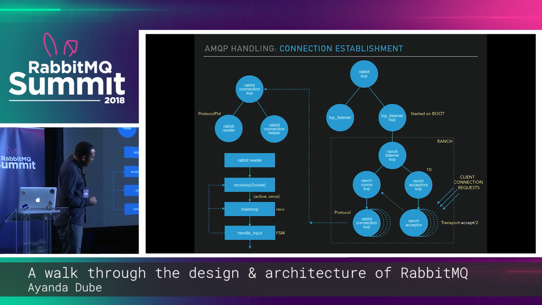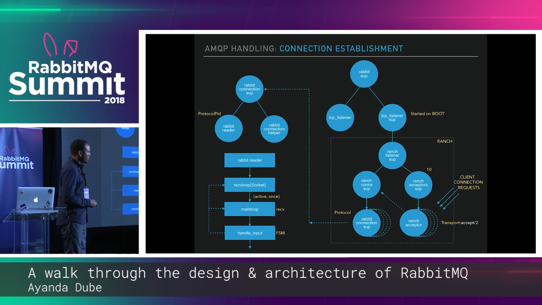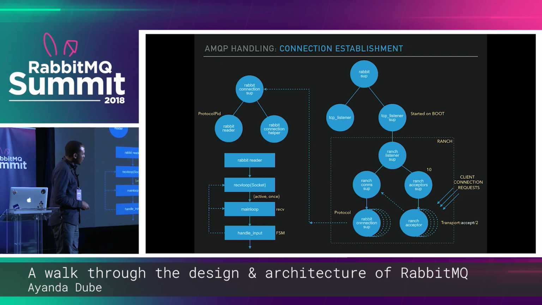And then Ranch. So all this is being taken care of by Ranch. If you know how Ranch works, basically what it does is it has a whole bunch of acceptors, which Rabbit sets as 10 by default. And this is configurable, there's a config which you can bump up or reduce based on your need.